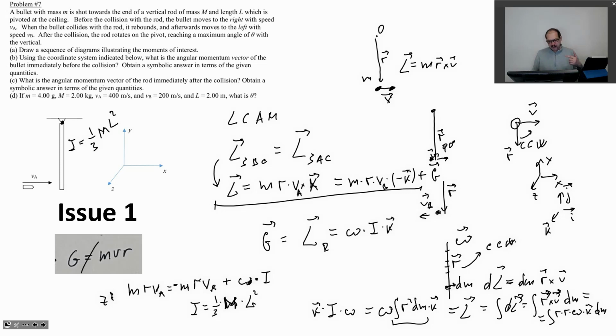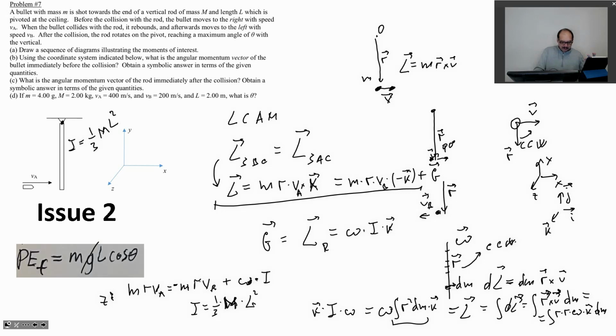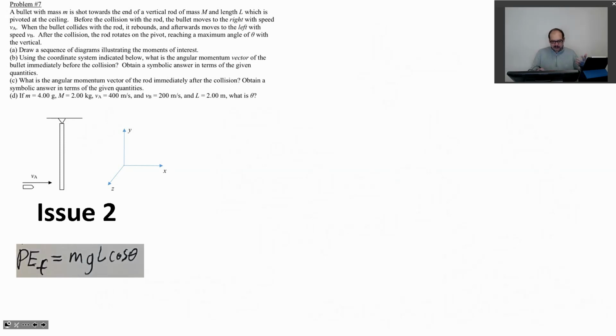But then you have to apply the law of conservation of mechanical energy, and there's another issue here. For the rod, of course, the initial energy will be equal to the initial rotational energy plus the initial potential energy, and eventually when it stops there will be no kinetic energy, but the potential energy will change. But how? You cannot do this calculation.